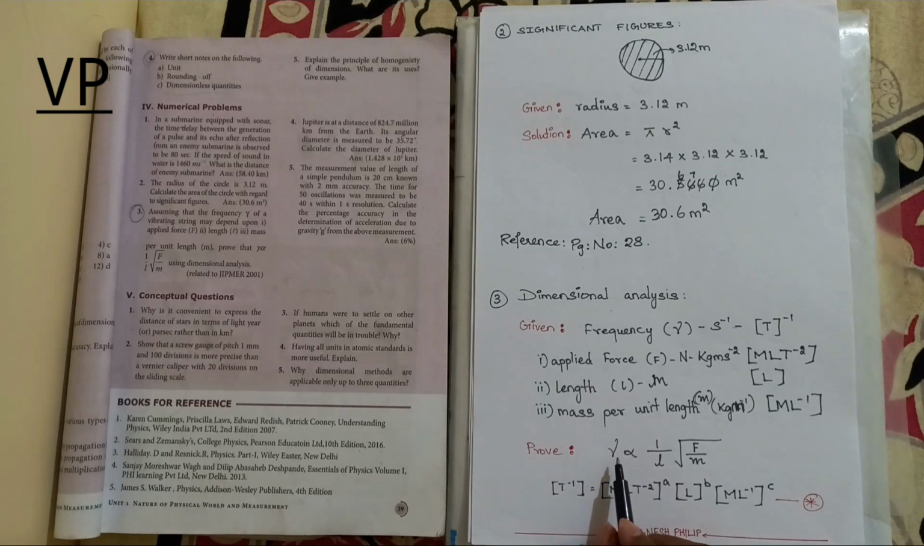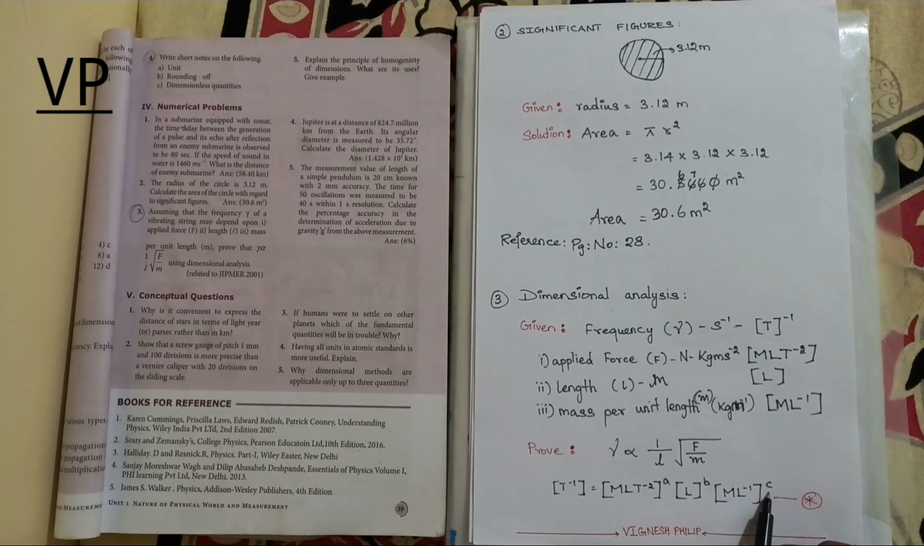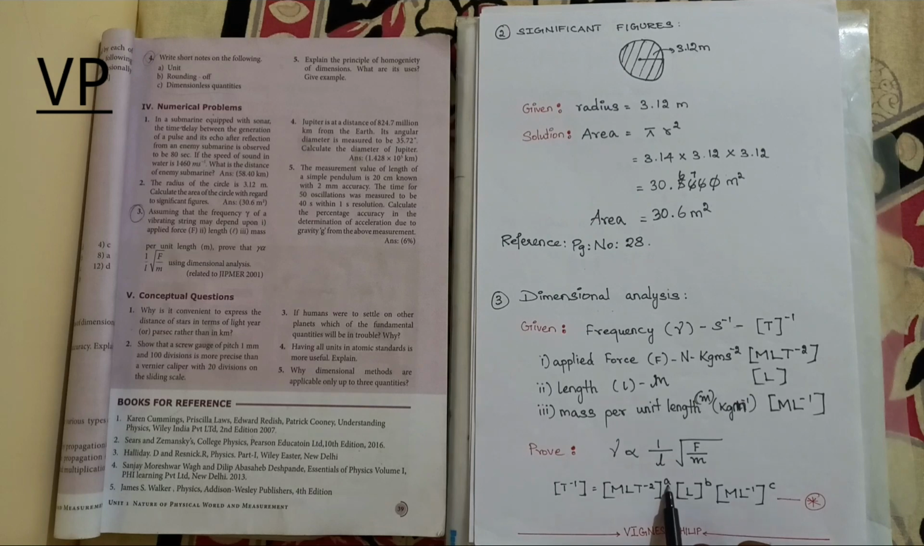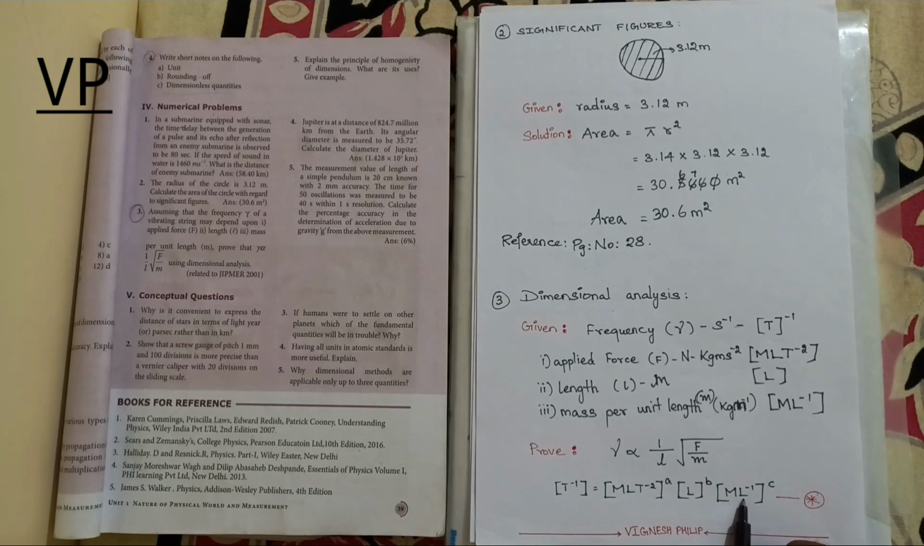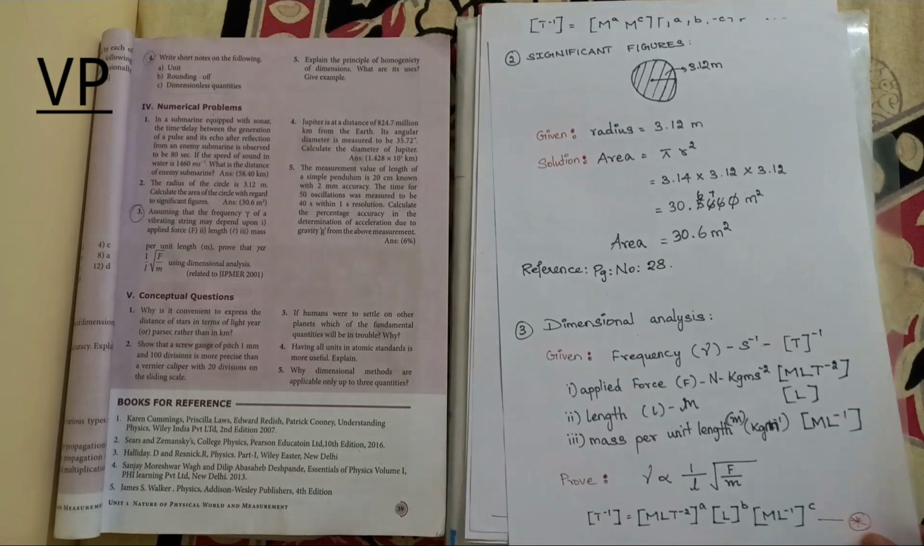Now writing the dimensional formula of nu, T to the power minus 1, and their dependence on the right hand side: for force M L T to the power minus 2, for length capital L, and for mass per unit length M L to the power minus 1. To know their dependence, we write A, B and C. We are asked to find these unknown variables: A for force, B for length and C for mass per unit length small m. So let's start solving this question now.